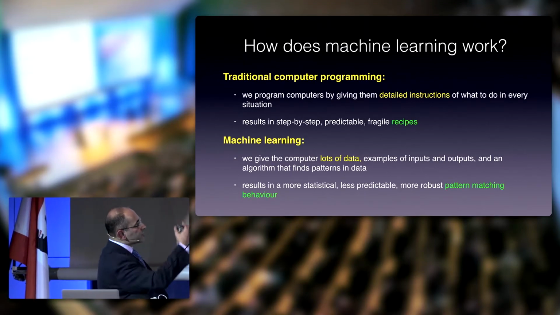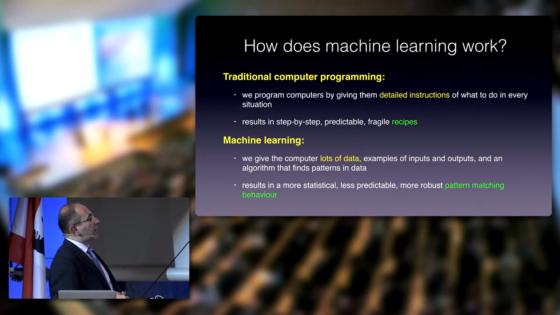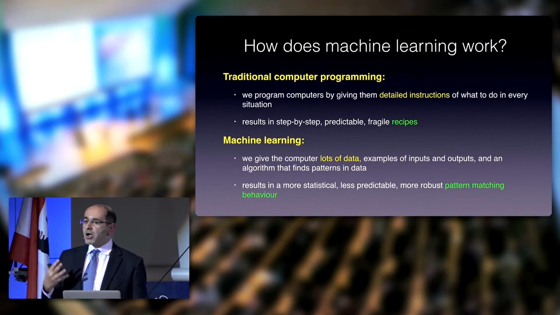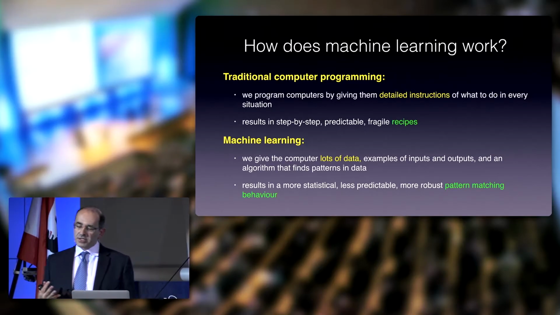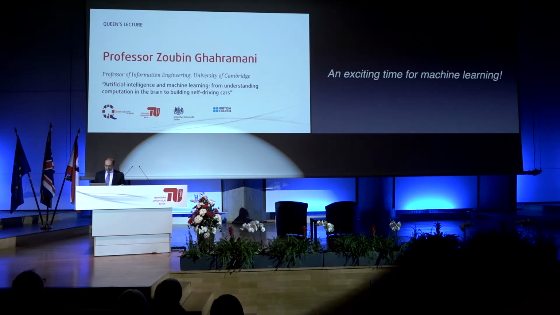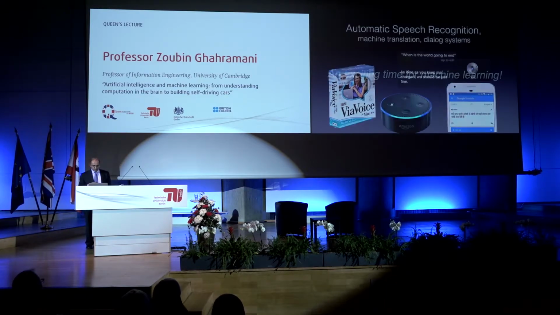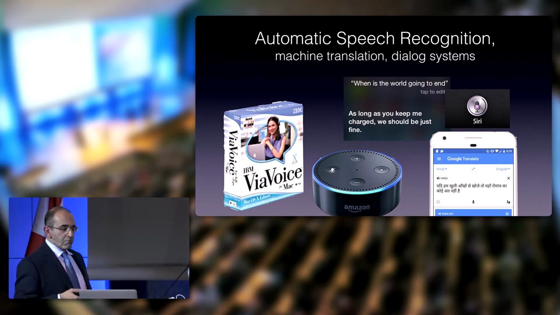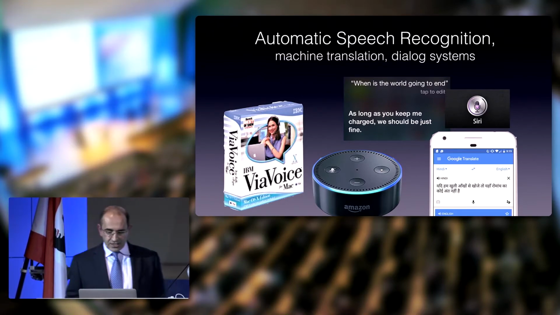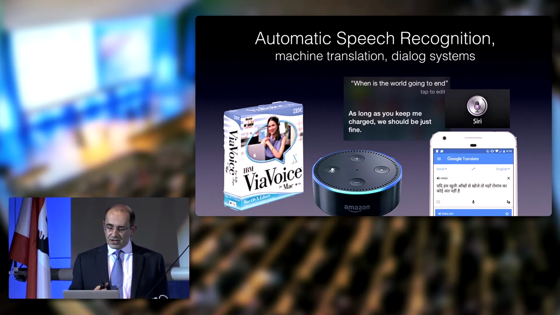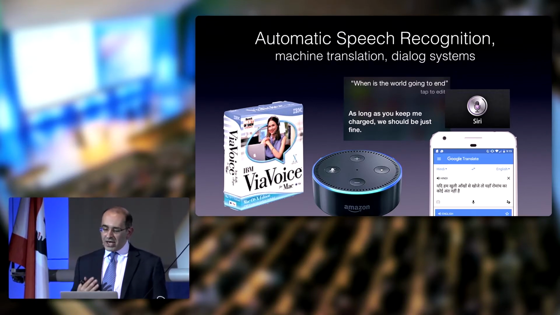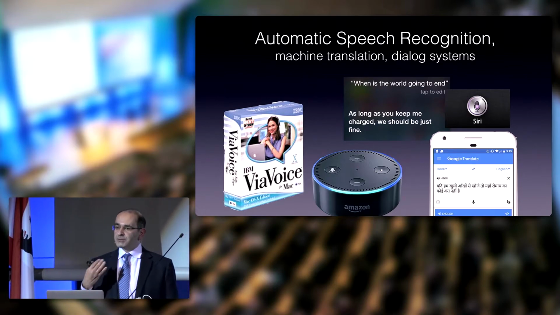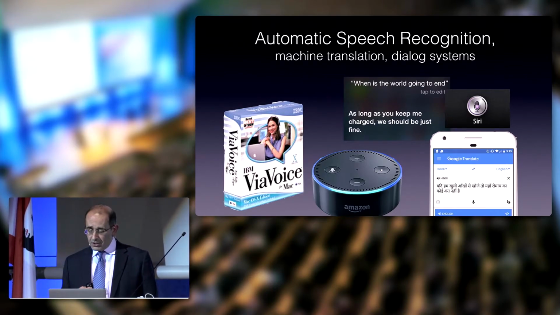Now, there's really been a paradigm shift. Traditional computer programming has not gone away, but machine learning has really become incredibly exciting. It's a very exciting time to be in this field of machine learning. And part of the reason it's exciting is just because of the huge number of applications. Machine learning underlies modern speech and language technologies, things like dialogue systems, question answering, translation, speech recognition, and so on.